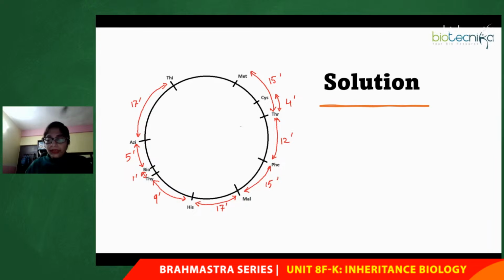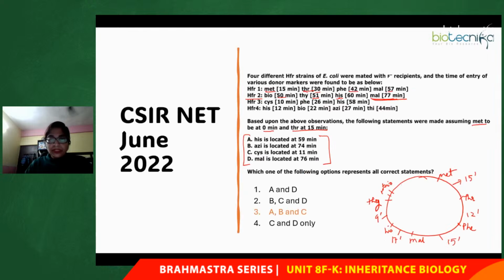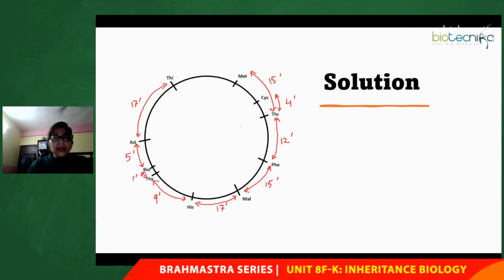The first statement says that HIS is located at 59 minutes. We have to start from MET, remember. So the distance between MET and HIS, how much will it be? We just have to add the numbers. MET to 3O is already 15, so 15 plus 12, that is 30 to PHE, then PHE to MAL plus 15, and then MAL to HIS 17. So this is coming as 59 minutes. So this statement is correct.